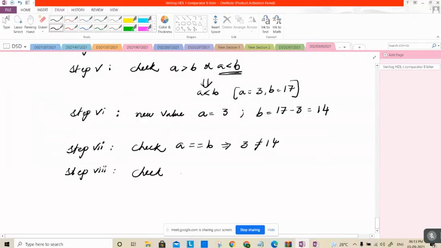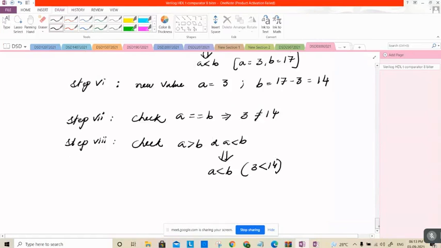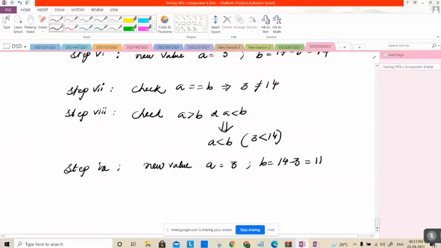Check for A greater than B or A less than B. So here again it is A less than B only. 3 is less than 14. Step 9. What is the new value of A? New value of A is equal to 3. What will be the new value of B? 14 minus 3, which is equal to 11. So 3 and 11 are the values now.